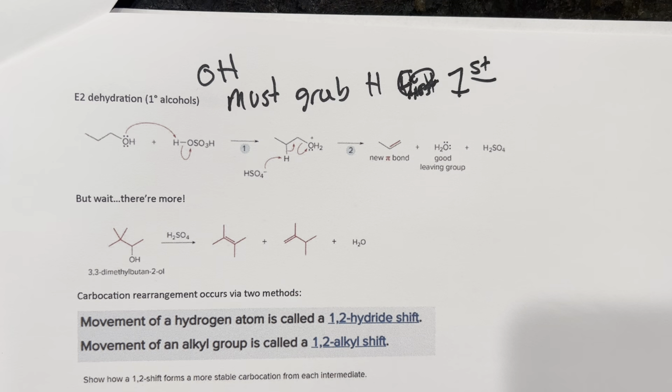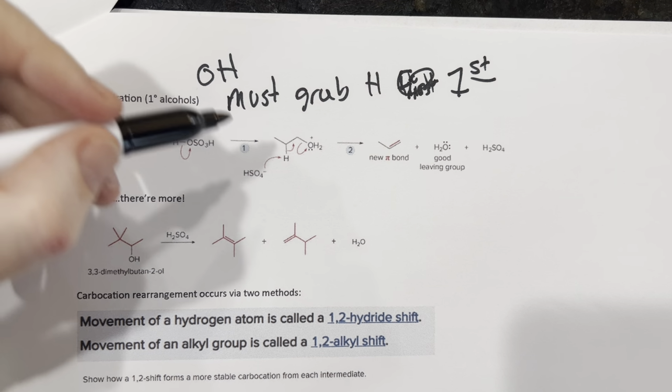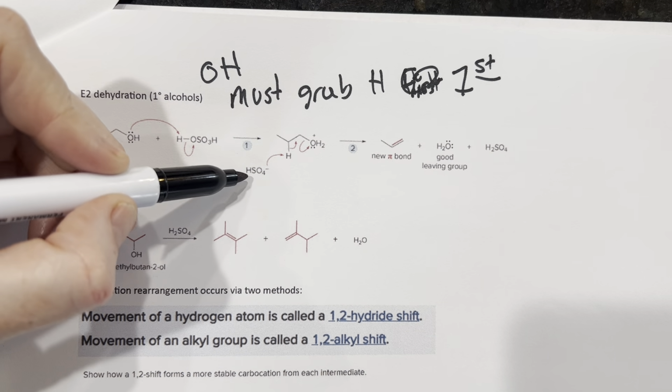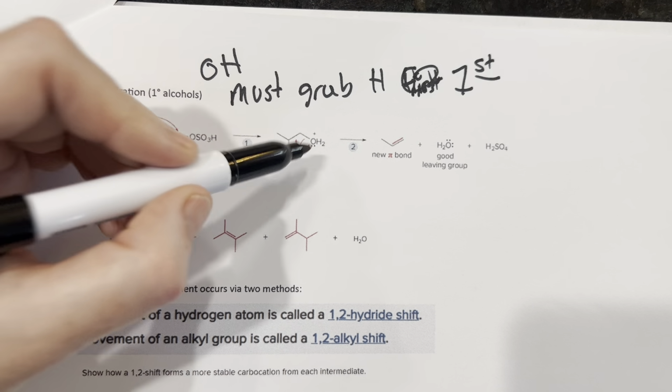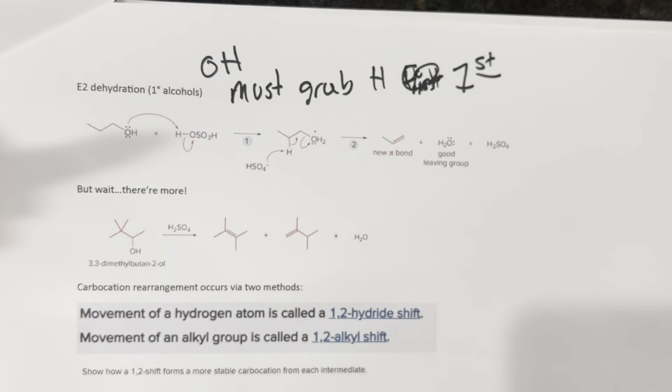Okay, so it has to grab it first, and then it all happens in one fell swoop. This base now grabs the H, the bond can go down here, knocking this leaving group off, and you get a new pi bond.